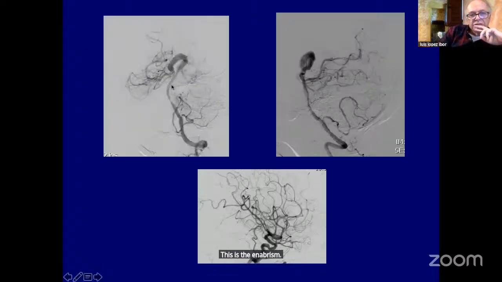This aneurysm, AP view, 17, and the final, you see two vessels, the posterior cerebral artery and the superior cerebral artery.